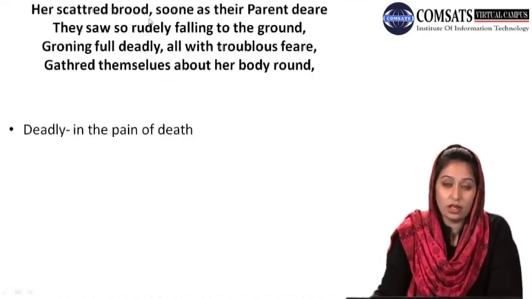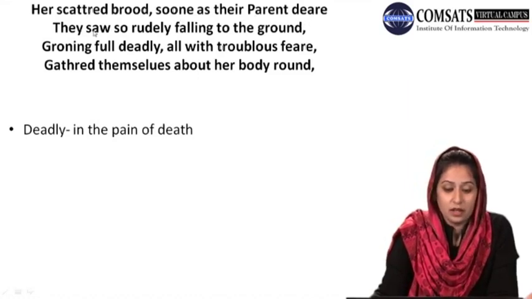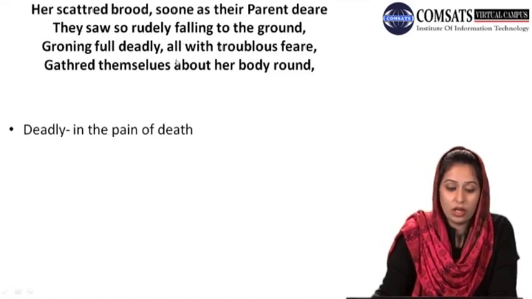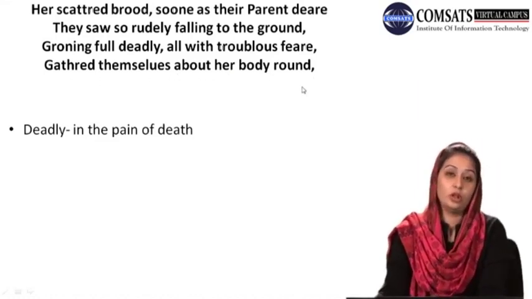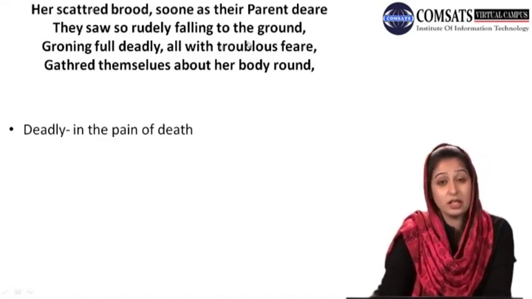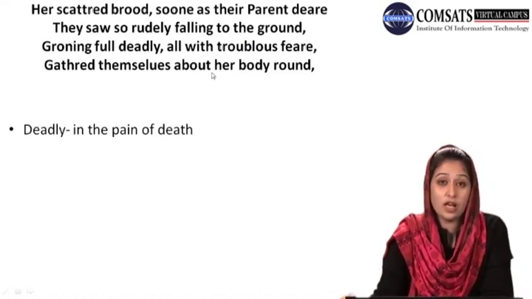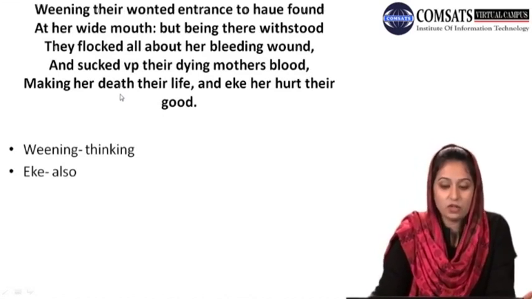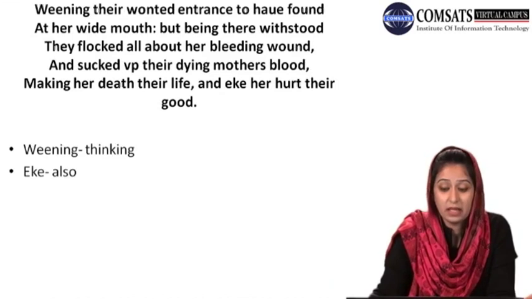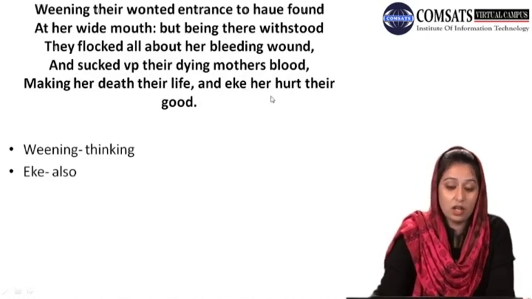Her scattered brood, her offsprings that were scattered here and there, soon as their parent dear they saw so rudely falling to the ground, groaning full deadly, all with troublous fear, gathered themselves about her body round. So all those small serpents, all those offsprings of the monster, started gathering round the serpent's body. When they saw their monster mother dying, falling on the ground, they started gathering round her body, weening their wonted entrance to have found at her wide mouth, but being there withstood, they flocked all about her bleeding wound and sucked up their dying mother's blood, making her death their life and eke her hurt their good.